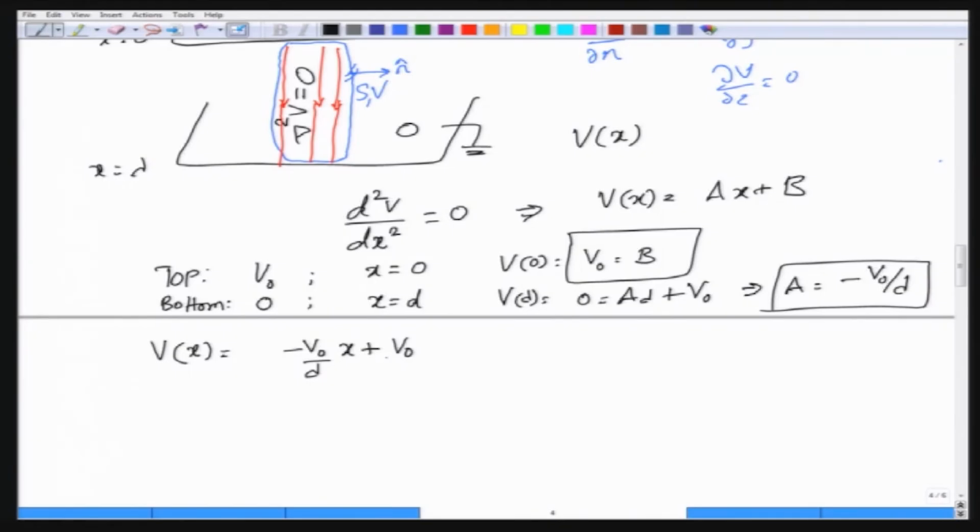Okay. Now, do not worry about this minus sign, that happened simply because I put the top plate at x equal to 0 and bottom plate at x equal to d, and I know that the field lines will start from the top plate and go on to the bottom plate. Okay. You can actually see that one.